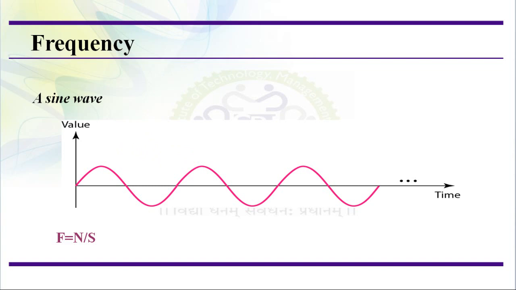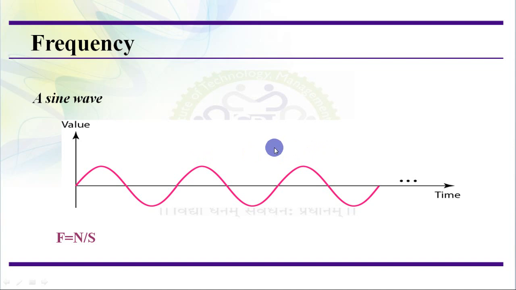Sinusoidal wave, when one set of positive and negative values is completed by an alternating quantity, this is the positive and this is the negative, or we say that it goes through 360 degrees. When the sine wave completes, in 360 degrees it is said to have one complete cycle. Whenever the sine wave starts and completes 360 degrees, it is one sine wave, this is the second sine wave and this is the third sine wave. So in this figure we have three sine waves.